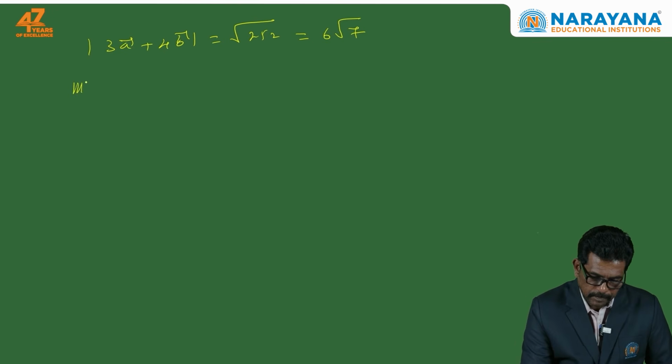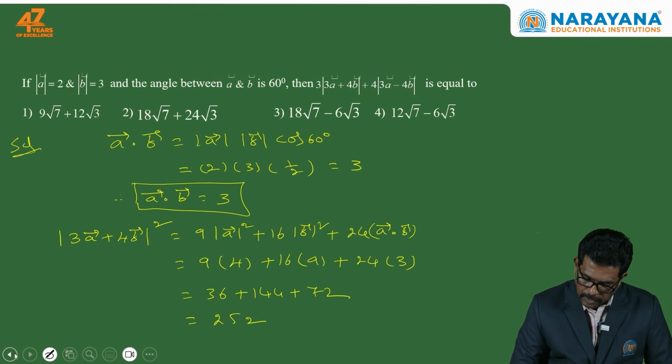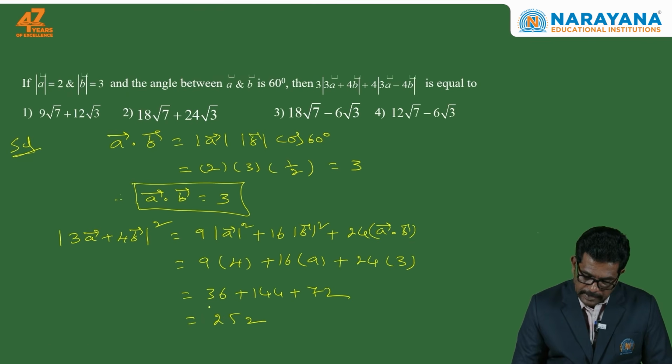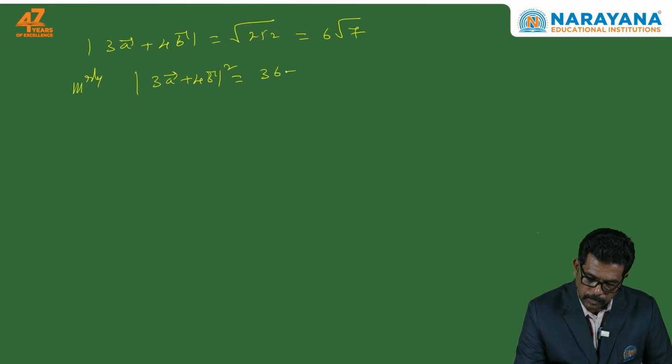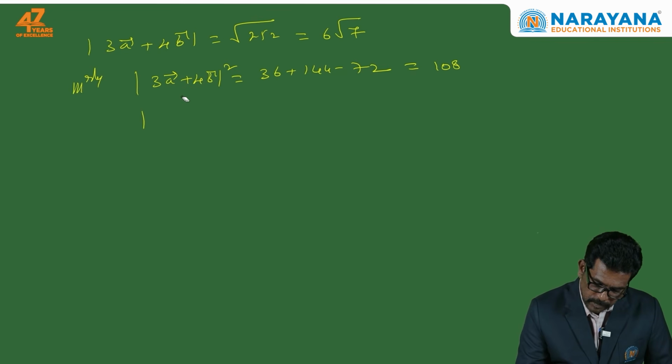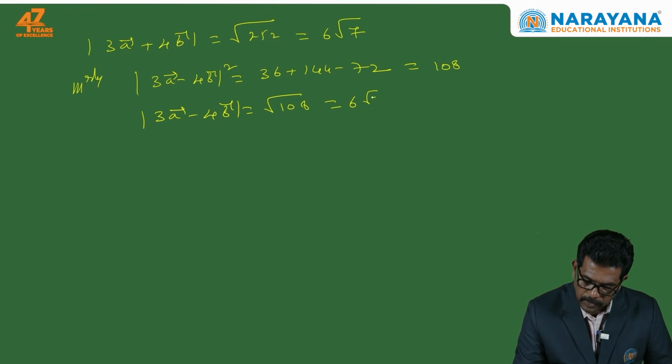Next, similarly, mod 3a bar minus 4b bar whole square is equal to, the first terms are all the same as in the previous one. That is 36 plus 144 minus 72. Now this becomes 108. So mod 3a bar minus 4b bar is equal to square root of 108. This is 6 root 3.